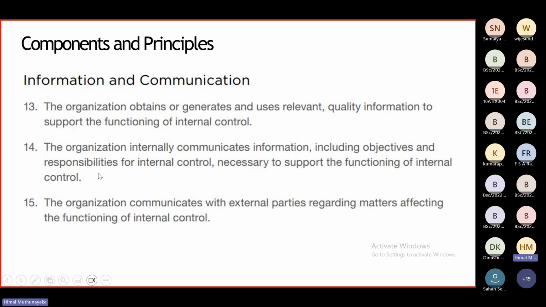Those are the principles. Then information and communication. After establishing the control activities, you have to communicate. The organization obtains, generates and uses relevant quality information to support the functioning of internal control. Right? You need to have good information to support your internal controls. Another, you have to communicate. Internal communication communicates information, including objectives and responsibilities for internal control, necessary to support the functioning of internal control. You need to communicate to the internal parties, and as well you have to communicate to the external parties regarding matters affecting the functioning of internal controls. So those are the principles which address the information and communication component.